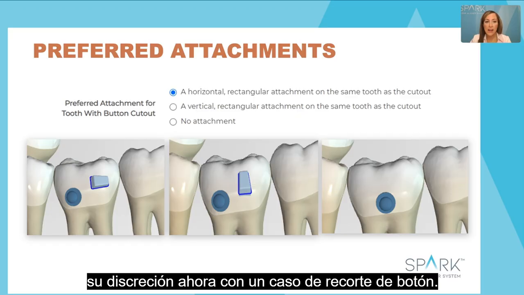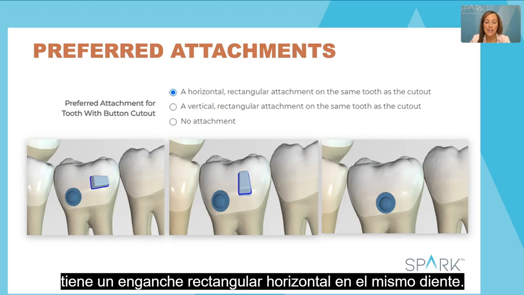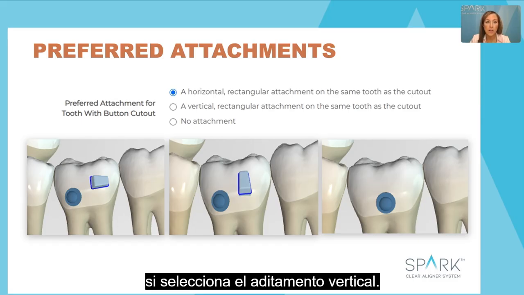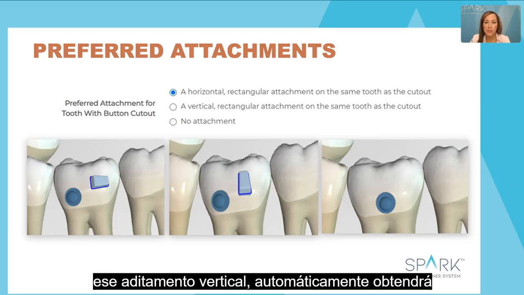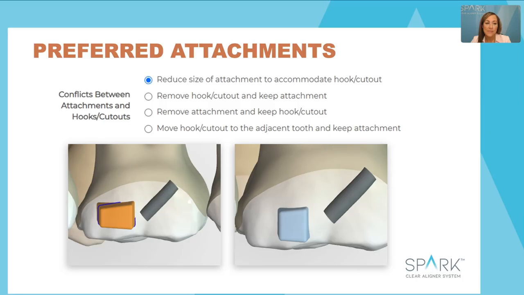Now, with a button cutout case, the default is a horizontal rectangular attachment on the same tooth. You can select a vertical attachment or no attachment at all. If you select the vertical attachment, but if you have extrusion, instead of getting that vertical attachment, you will automatically get back a horizontal bevel attachment because you will need that for that extrusive movement. It's important to note that the attachment will be based on the type of movement needed.